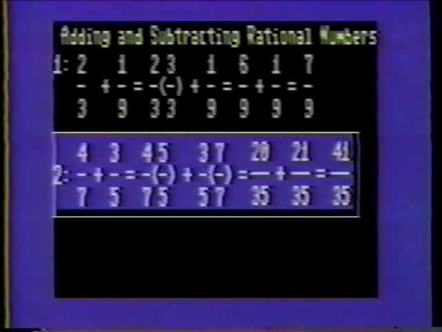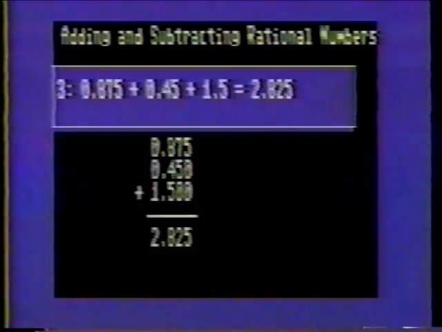Number 2, 4/7 plus 3/5. As before, we need to find a common denominator. Both of the denominators 5 and 7 are prime numbers. Thus, we need only multiply 7 by 5 to obtain the least common denominator, which is 35. 4/7 times 5/5 is 20 over 35. 3/5 times 7/7 is 21 over 35. 20 over 35 plus 21 over 35 is 41 over 35.